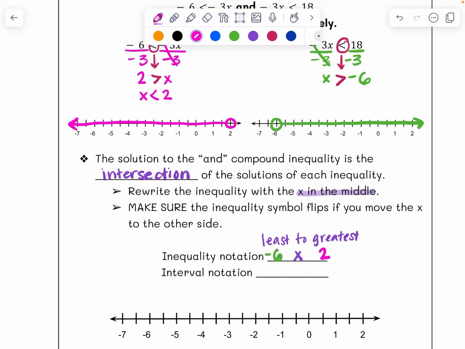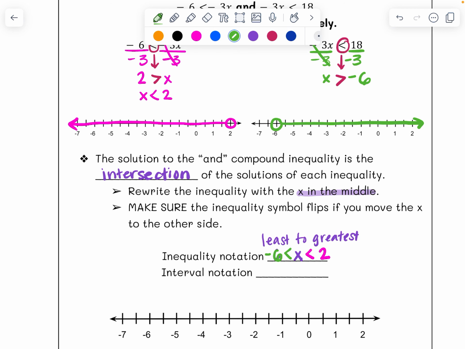Now I need to go back and look at the inequality symbols. Was it pointing at the x or was it pointing at the number? For x is less than 2, I'm going to put the symbol here. And for x is greater than -6, I will put the symbol pointing that direction. So if you see above right here, the inequality is pointing, if you think of it as an arrow, is pointing at the -6, and down here it is still doing the same thing.